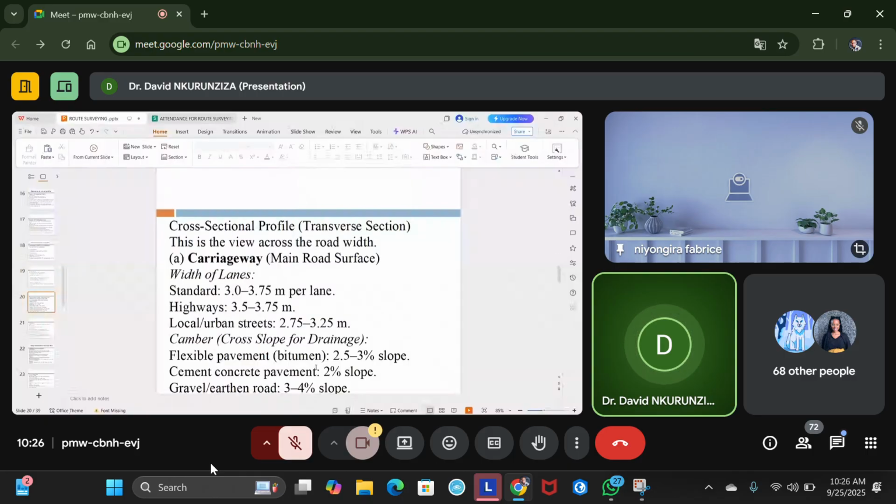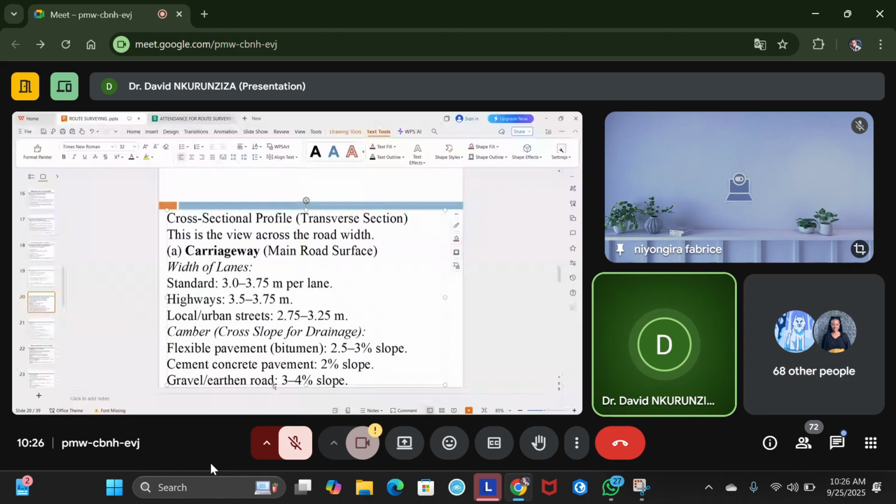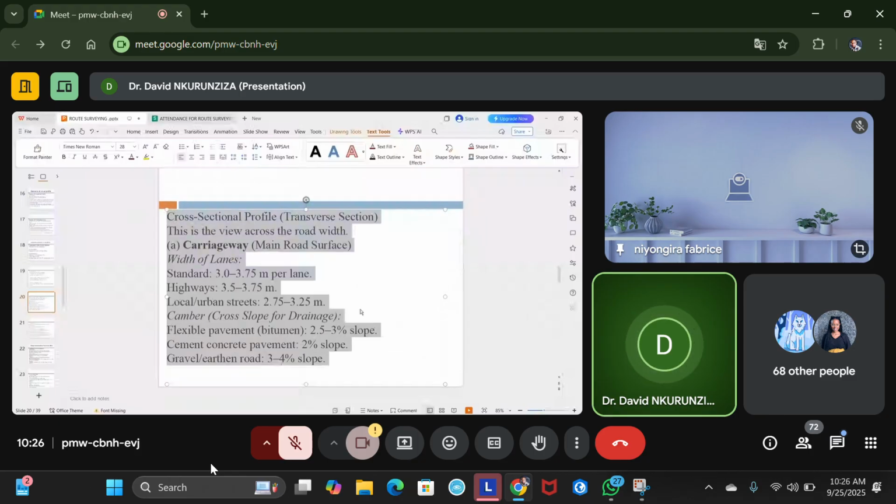So now, this is our last slide that I want to talk about, and then we shall go for our break. Let me try to make it more clear so that you understand what I mean. You know, the cross-section profile, now you're talking about the dimensions because we are talking about the key dimensions.